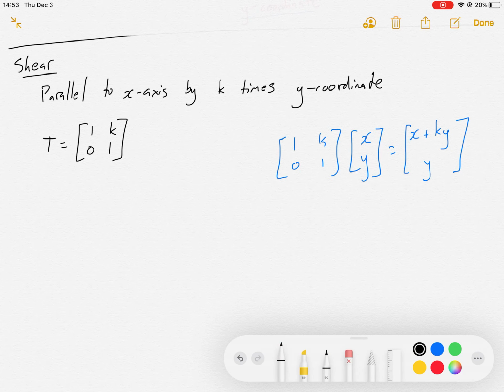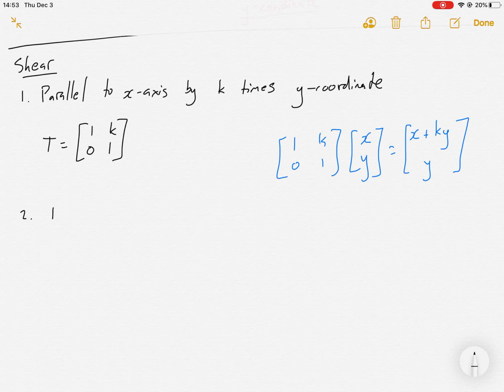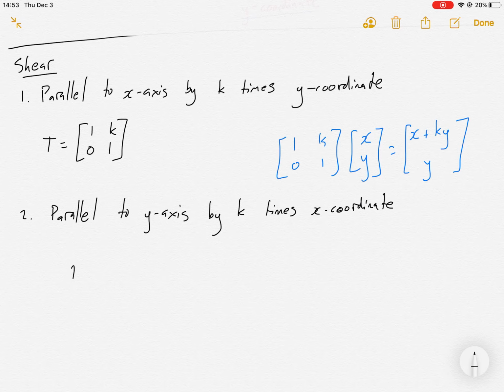If we wanted to go the other direction, so this was the first one, if we wanted to be parallel to the y-axis and multiplied by k times the x-coordinate, then we would have 1, 1 again on the diagonal, except now this part would be 0 and this one would be k.